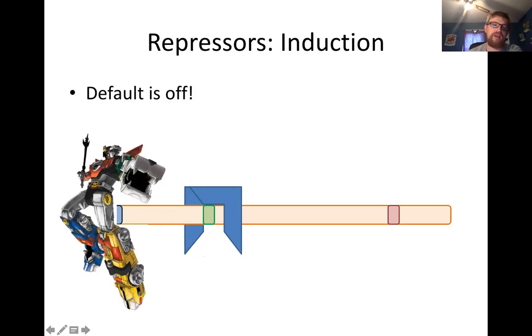I originally got this slide from Dr. Chrisman. So those of you that are nerds and like Voltron, which I never actually watched, I've kept it because I think it's kind of fun.